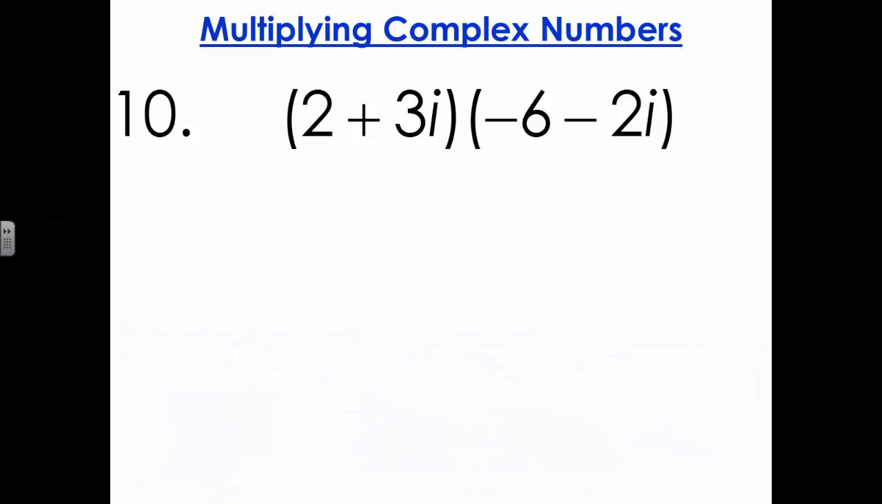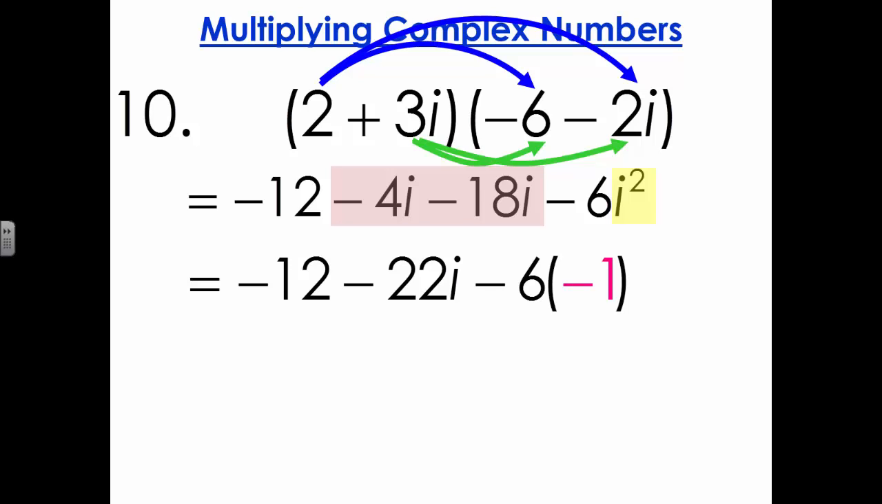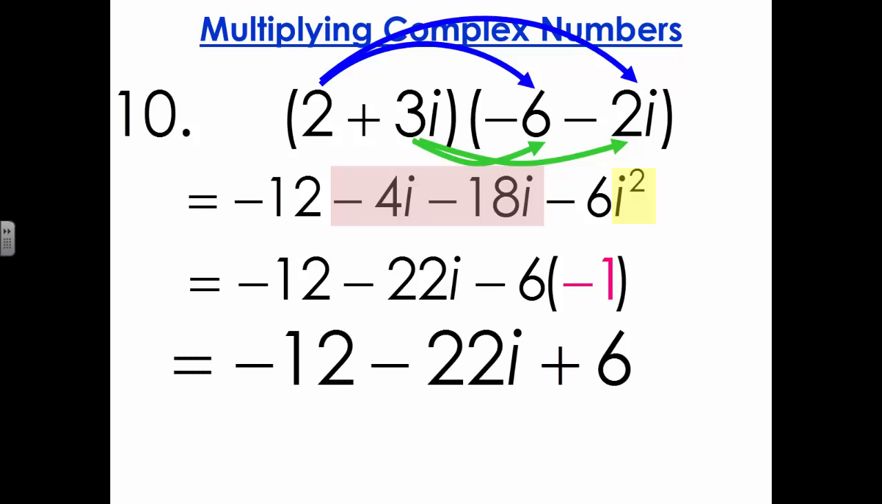Copy this one down. We're going to have to distribute twice. We're going to distribute the 2 to each term, and then distribute the positive 3i to both terms. On this step, we have a couple of things we need to clean up. We need to combine the like terms, and we also need to replace that i squared with a parentheses negative 1. Now simplify again. Negative 6 times negative 1, that can be simplified to positive 6. And now combine your like terms. Write your answer in standard form. The real number goes first, the imaginary number goes second.